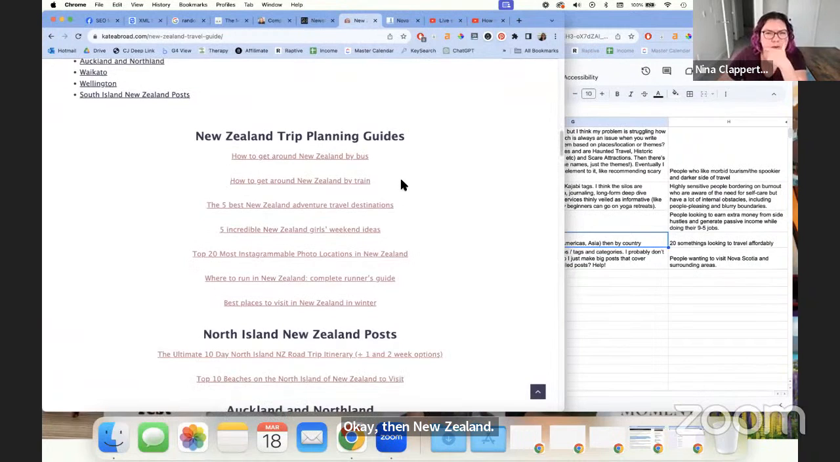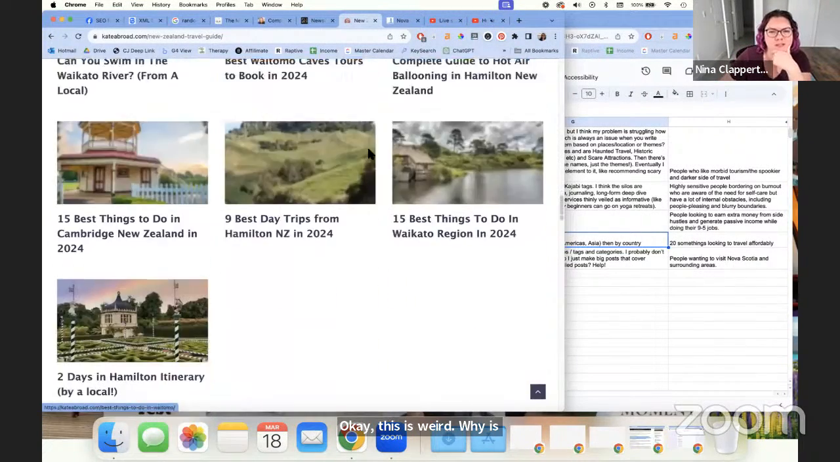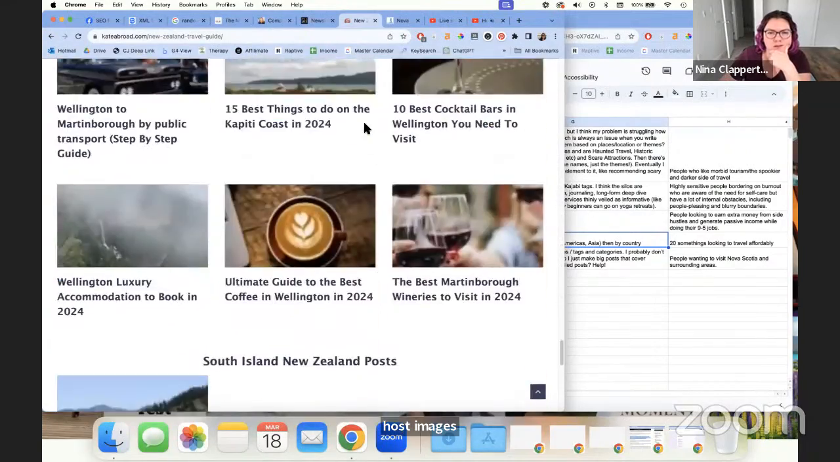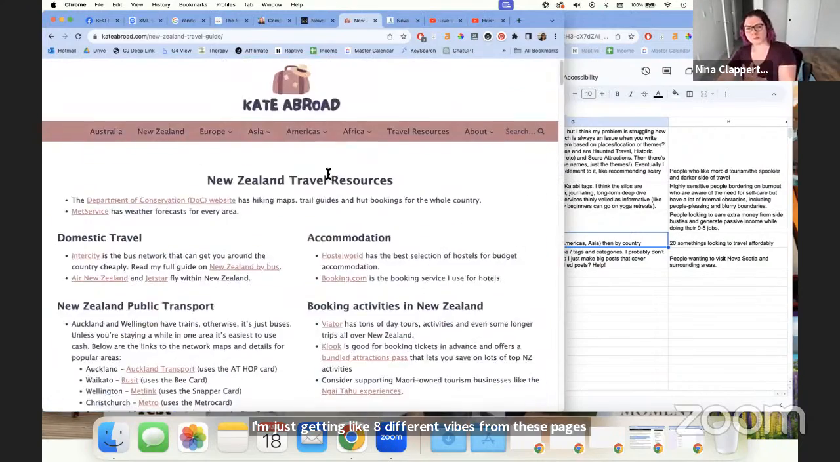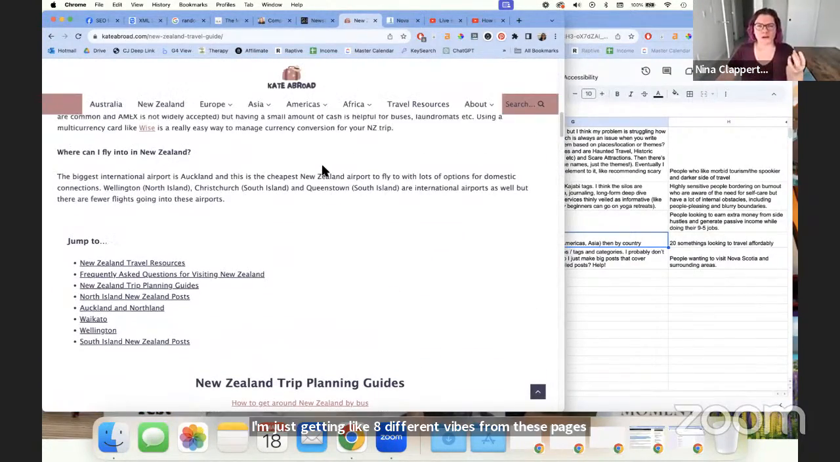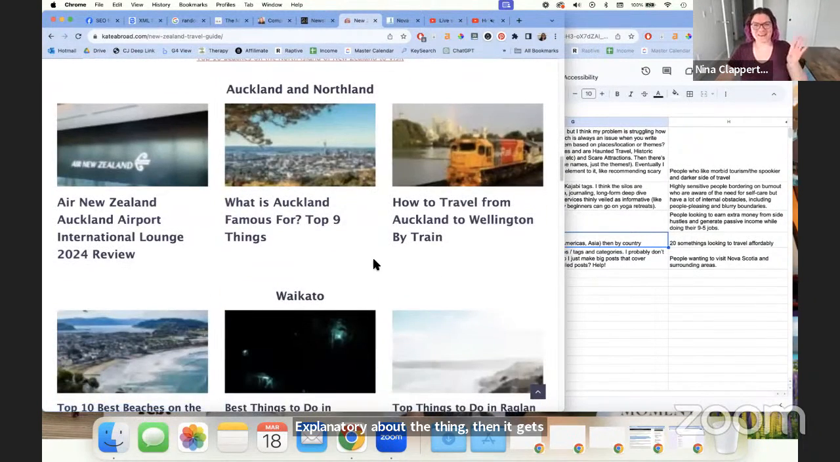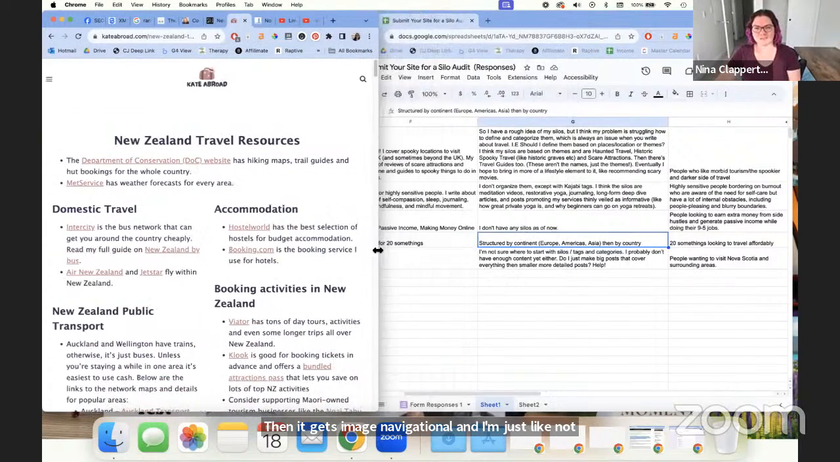Okay, this is weird. Why is there text and then the post images? I'm just getting like 8 different vibes from these pages. It feels like a pillar page, which is more explanatory about the thing. Then it gets navigational, then it gets image navigational, and I'm just not sure what to expect, especially on mobile where this would be even smaller.